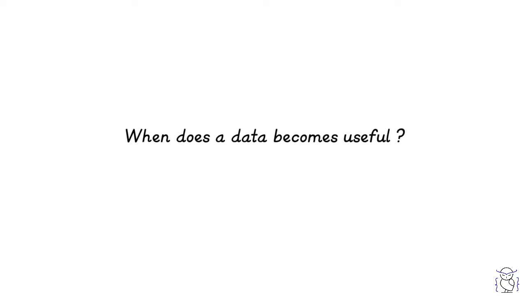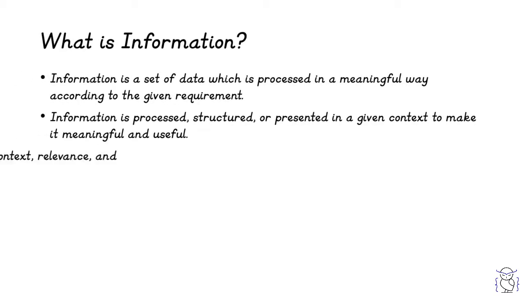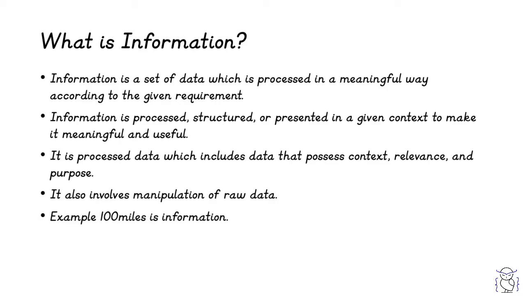To understand that, we need to know what information is. We often use the terms data and information interchangeably, but are they the same? Let us find out. Information is a set of data which is processed in a meaningful way according to the given requirement. Information is processed, structured, or presented in a given context to make it meaningful and useful. It also involves manipulation of raw data. For example, we can convert our data A is equal to 100 to information by adding kilometer to it.